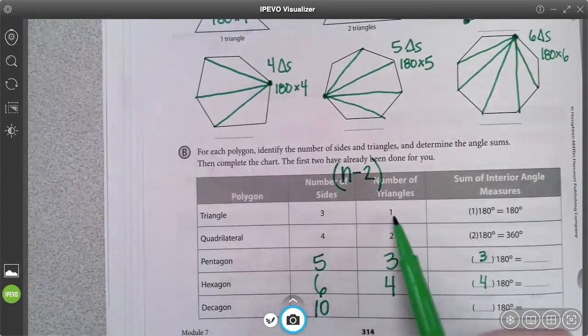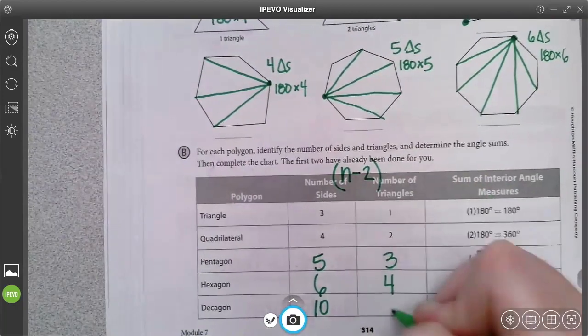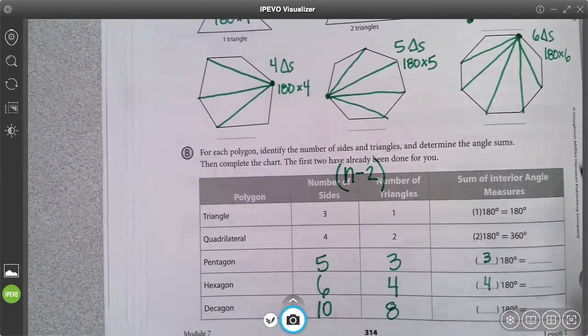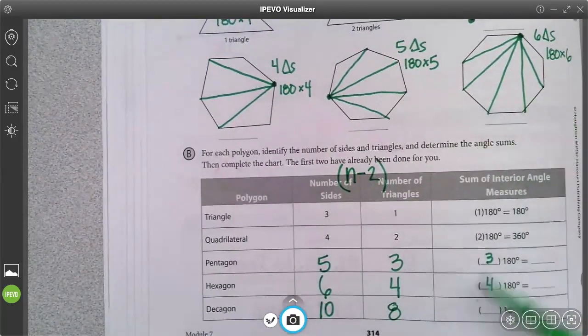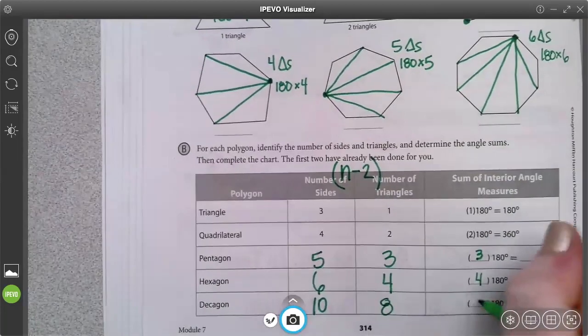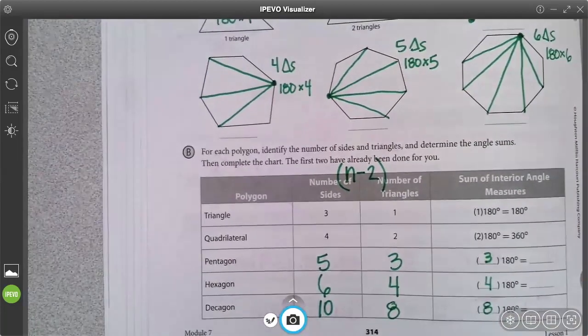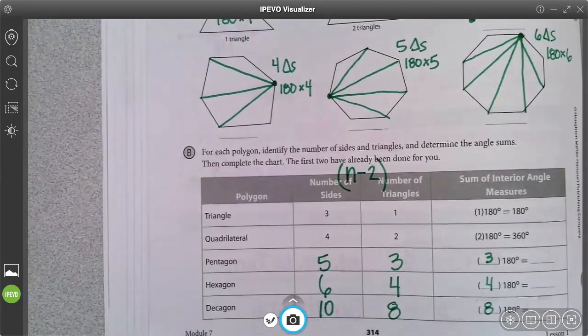So 3 minus 2 is 1, 4 minus 2 is 2, 5 minus 2 is 3, 6 minus 2 is 4, so 10 minus 2 would be 8. And even though we don't have that drawn out, we can see that this pattern fits all of our examples, and it makes sense that it would continue. So the number of degrees in that figure would be 8 times 180.